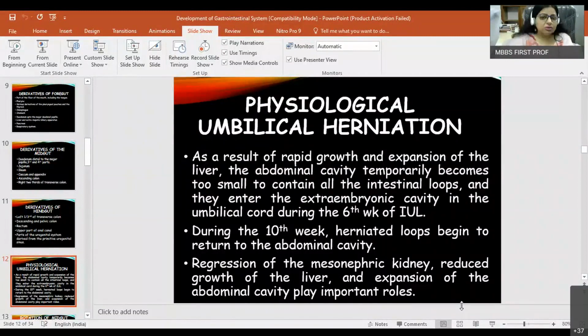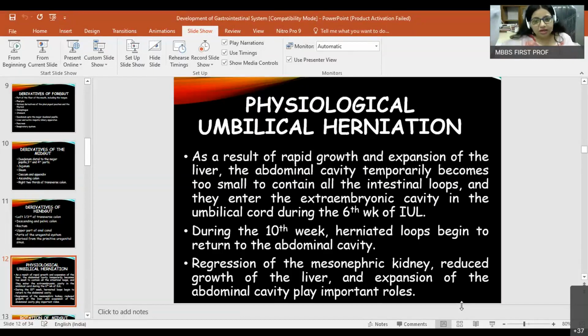herniation. Otherwise, herniation is basically pathological, but this is physiological because to accommodate every intestinal loop and everything of the intestine in the abdominal cavity, physiological umbilical herniation is a must. क्योंकि सारी चीजें जब ग्रो कर रही होती हैं एक साथ सब ग्रो नहीं कर सकती, so they come out and allow other structures to grow.